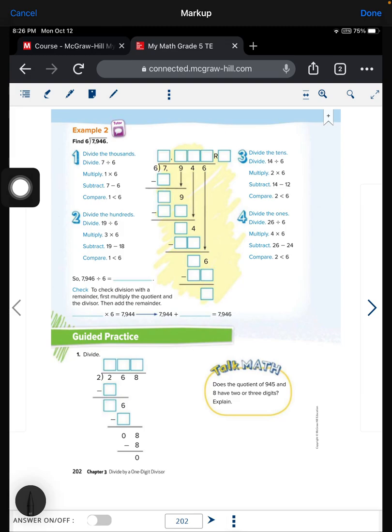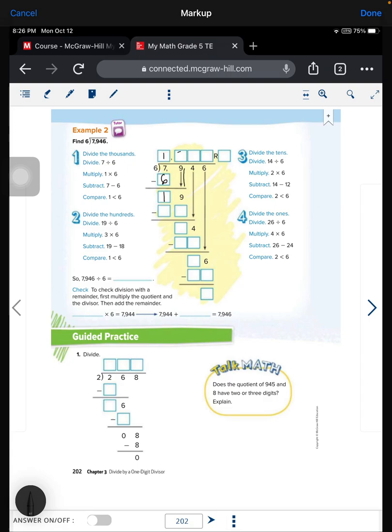Number 2, example 2. We are going to find 9 division bar 7,946. So let's work into this, shall we? How many times will 6 go into 7? 6 will go into 7 one time. 1 times 6 is 6. Then you have 7 minus 6 is 1. Bring down that beautiful 9.